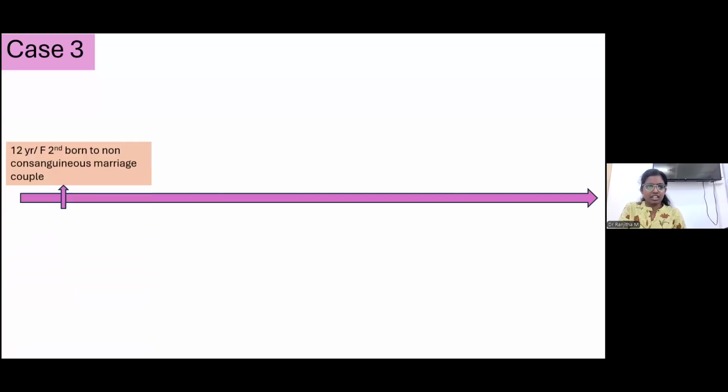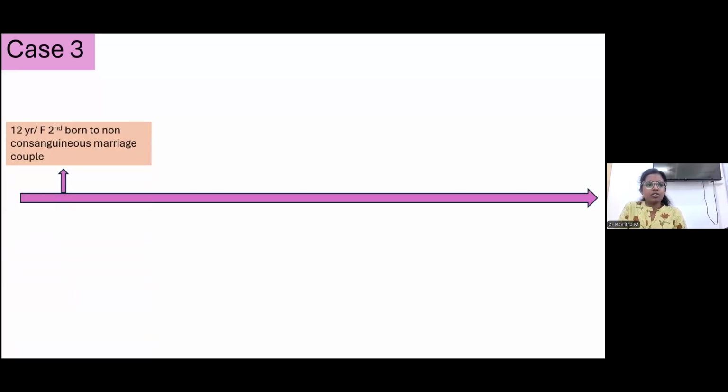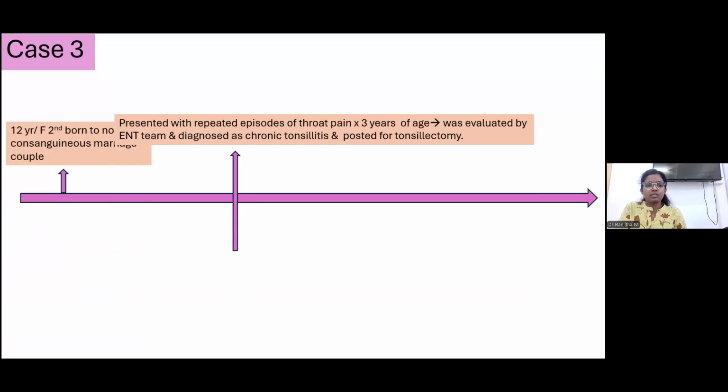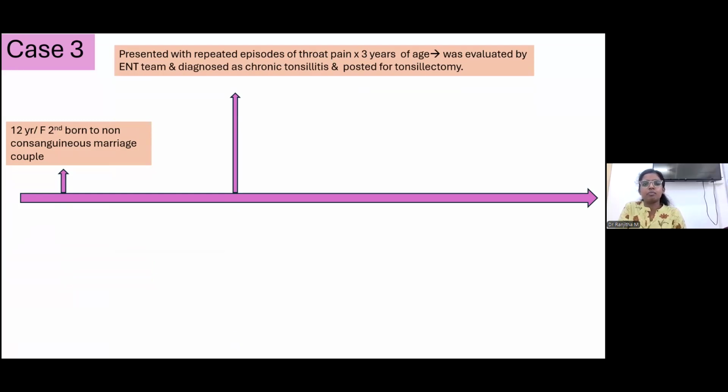Moving on to my case 3, here I present a 12-year-old female child, second born to a non-consanguineous married couple, who presented with recurrent episodes of throat pain since 3 years of age. She was evaluated by the ENT team and diagnosed as chronic tonsillitis, and she was electively posted for tonsillectomy.